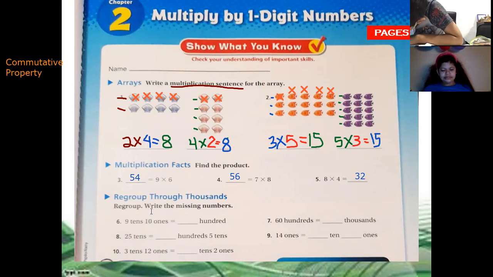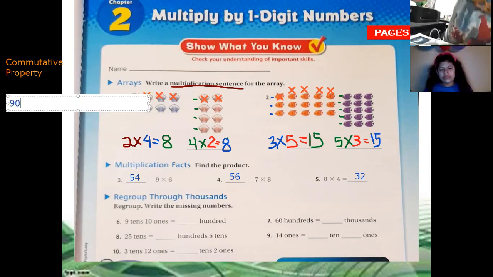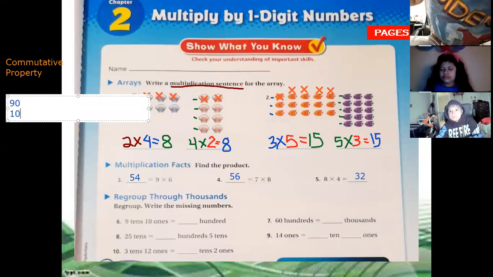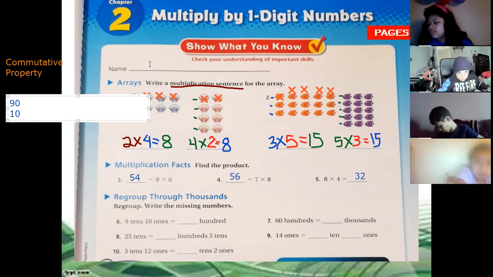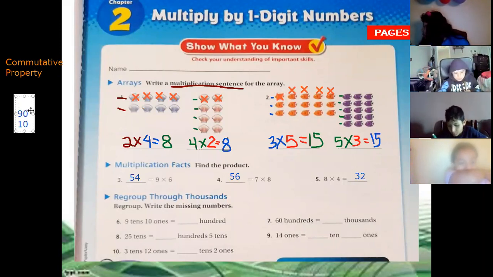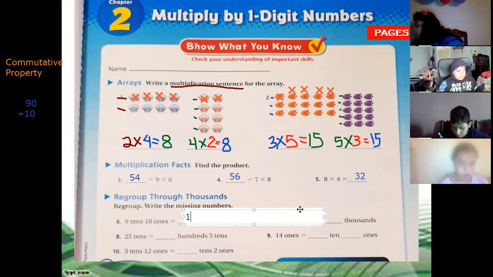Regroup through thousands. Write the missing numbers. 9 tens, 9 ones is equal to how many hundreds? 9 tens is 90, right? 9 tens equals 90. And 10 ones is 10. So if we add this, how many hundreds do we have? 100. Exactly. So here it is equals 1.